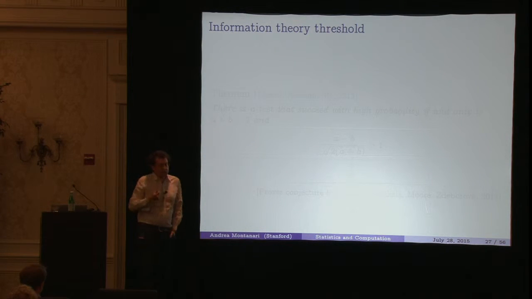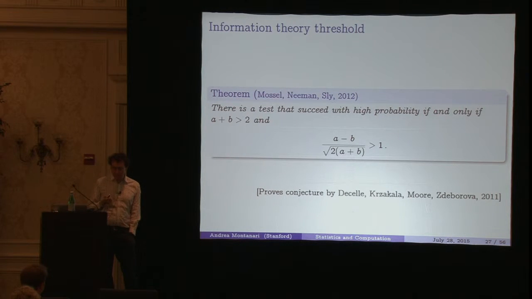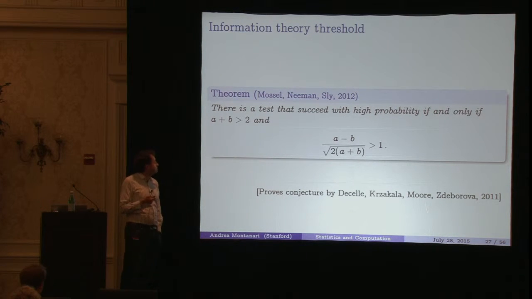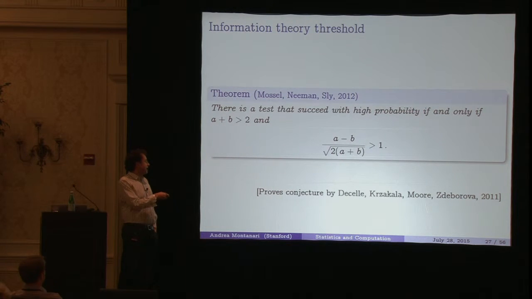Okay, so the first question is, what is the information theory threshold? When is there an algorithm that solves this problem? Any algorithm. And this question was settled recently by Elhanan, Mossel, Neeman, and Sly, and they proved that there is a test that succeeds with high probability that distinguishes the model, provided (A - B) over the square root of (2(A + B)) is bigger than 1.